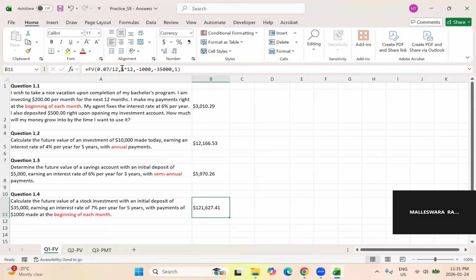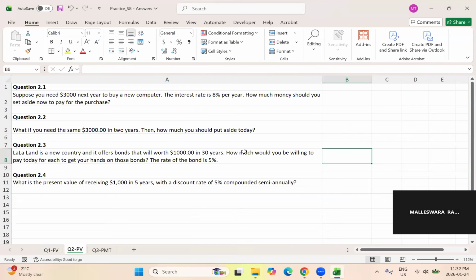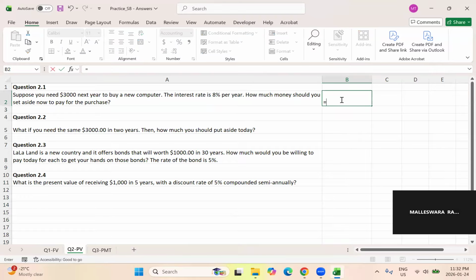So now I'm going to go to the present value, PV. I will put left justified for all of them and also dollar signs. Okay. So the formula is just left justified.